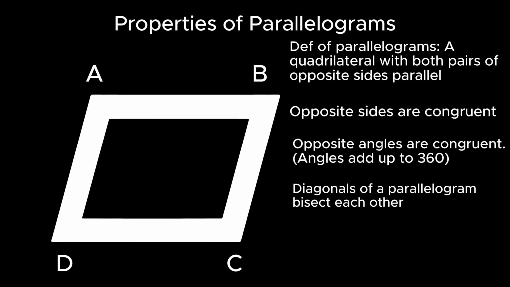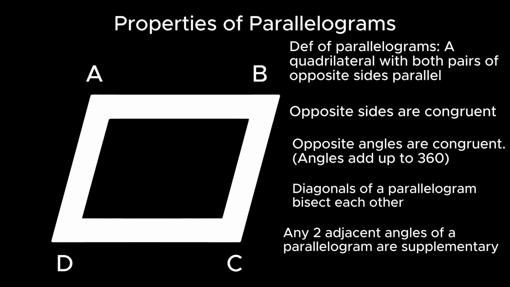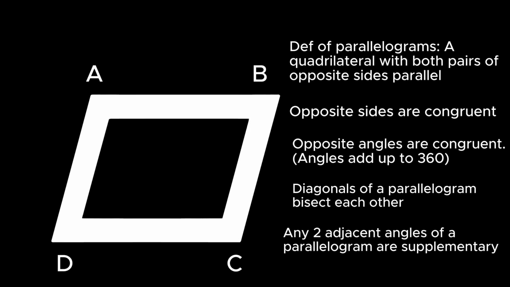Another property of parallelograms is that any two adjacent angles of a parallelogram are supplementary. So let's go back to our last example. Angle A is 100, angle C is 100. And you see how the angles next to angle A, angle B and D, when you add up angle A plus angle D or B, it equals 180. So all adjacent angles are supplementary to each other.